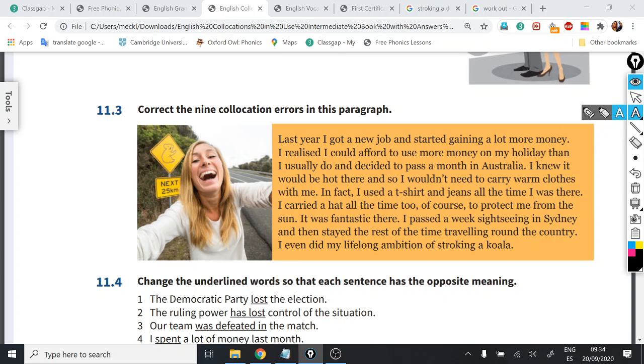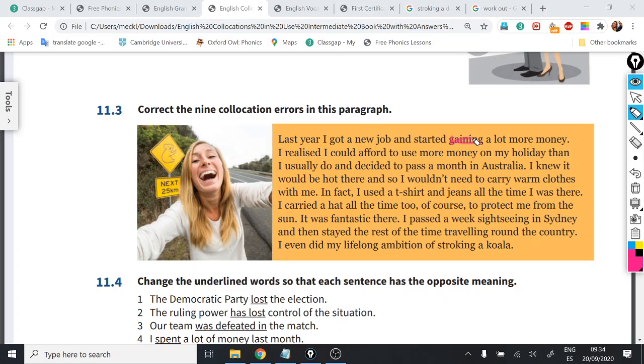So there is basically a mistake in every sentence in this text. So we're going to take a look at this. So let me read the first sentence. So last year I got a new job and started gaining a lot of more money. So here there is a mistake. Can you see it? So the mistake is this.